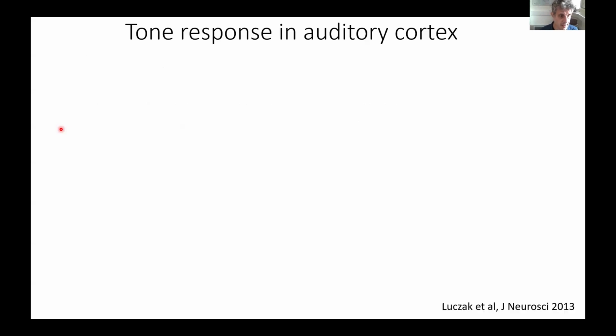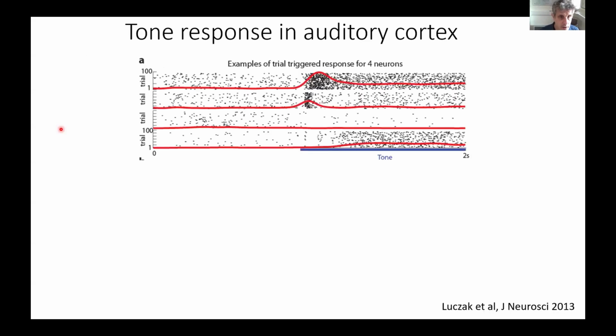How is this different to the real thing? Let's look at an example. Again, this is from this paper in auditory cortex. Here we've got the tone coming on for 2 seconds, and we've got 4 neurons' responses to a tone of one frequency. You see this neuron comes on for a few hundred milliseconds. This one comes on briefly. This one's suppressed. This one has a sustained response.